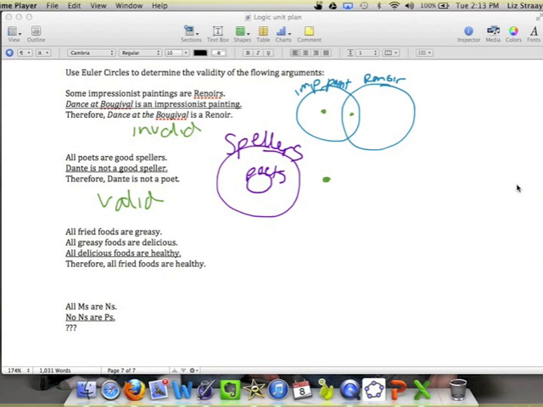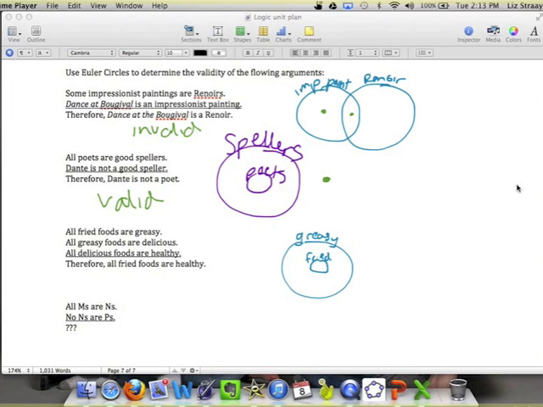All fried foods are greasy. Okay, so we're going to end up with a big circle and a smaller circle. What's going in and what's going out? All fried foods are going in. Right. So fried goes in and greasy goes out. So gross. All greasy foods are delicious.